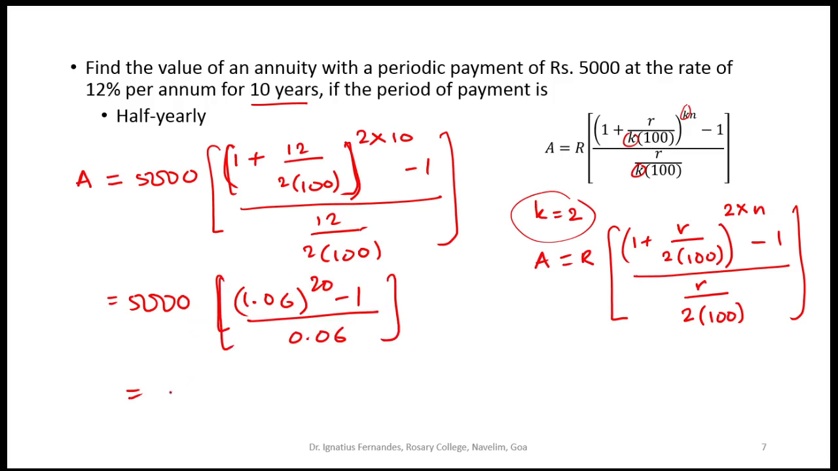calculation, then this value comes to 183,927.96. So if the period of payment is half yearly, the total amount after 10 years is 1,83,927.96.